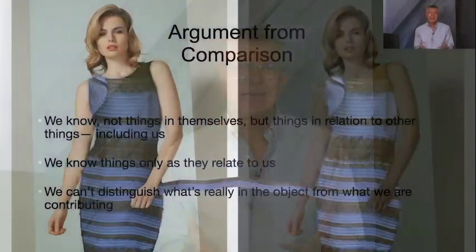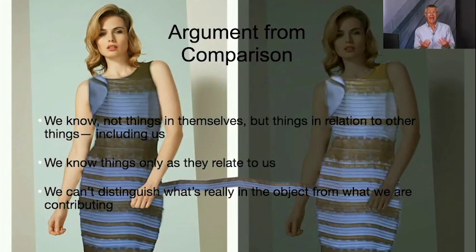So let's take a look at, first, before we think about this particular distinction, something that I think gives rise to the distinction and to similar thinking. Let's go back to ancient times, and in particular to skeptics like Philo of Alexandria or Sextus Empiricus, who talk about the argument from comparison. The argument from comparison says that we never really encounter objects in the world as things in themselves. They always come filtered through our own cognitive and perceptual apparatus. We always know things not in themselves, but in relation to other things, and in particular in relation to us.